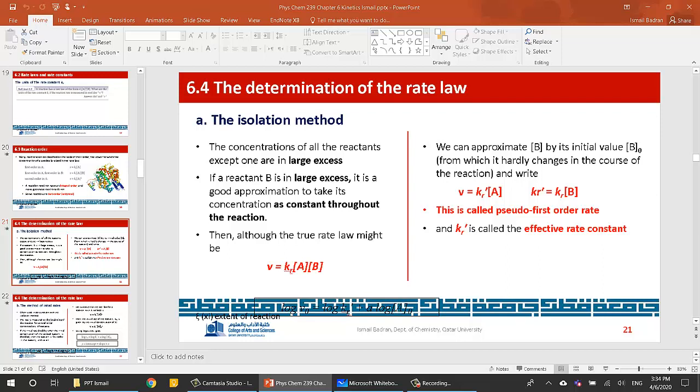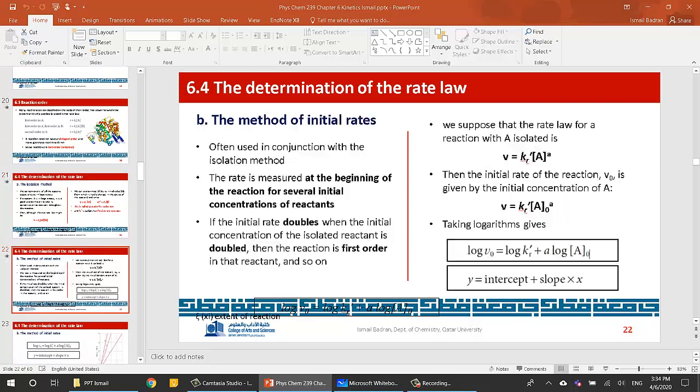The Kr prime here we call the effective rate constant, or the apparent rate constant, that we observe from the experiment. So keep these two equations in mind; we're going to use them when we solve problems. Now, the other method that is widely used is the method of initial rates.